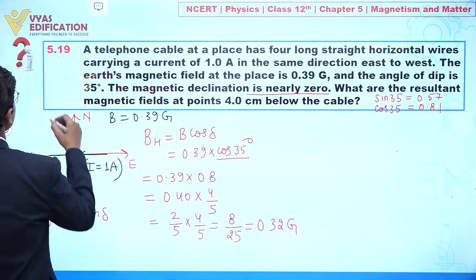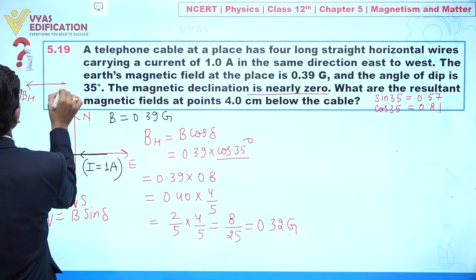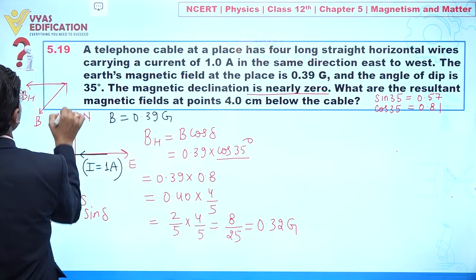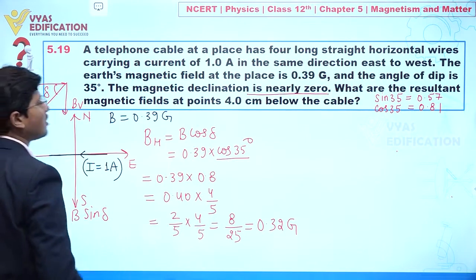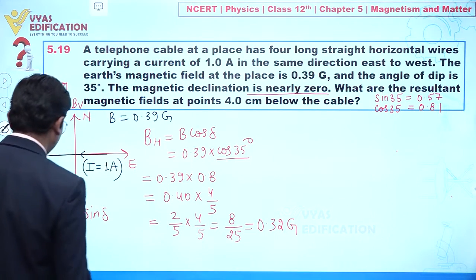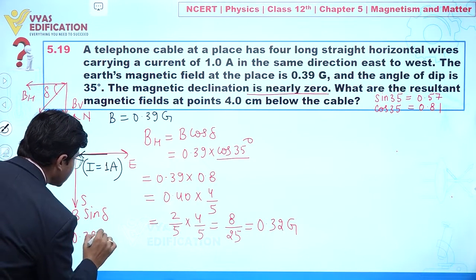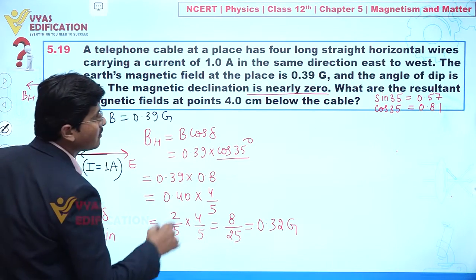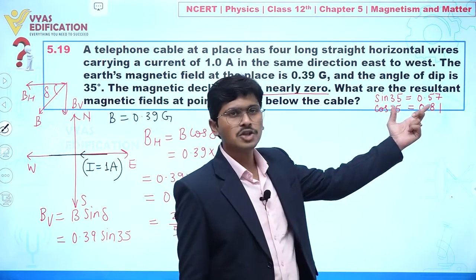Actually, you should know here, in this direction we have the horizontal component, this is the direction of the net magnetic field, this is the vertical component of the magnetic field, and this is the angle of dip. Clear? So from here we can find this value. The value of B is given in the question as 0.39, and this is directly sine of 35. Clear? So sine 35 is 0.57.